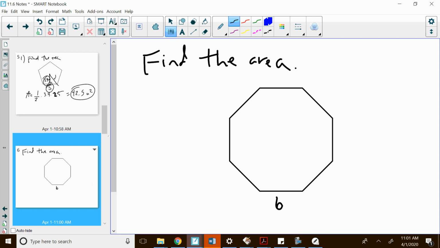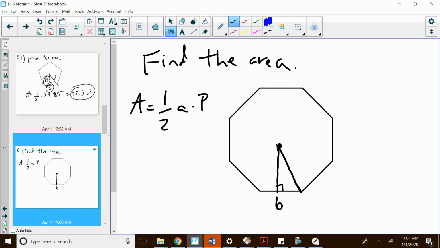Okay, here's what we're missing. We're missing the apothem. Because it's 1/2 times apothem times perimeter. The perimeter is going to be easy. There's 8 sides. They're all 6. The perimeter is 48. Okay. Here's what we're going to do when we find the apothem. We're going to draw the center. We're going to drop that line down.